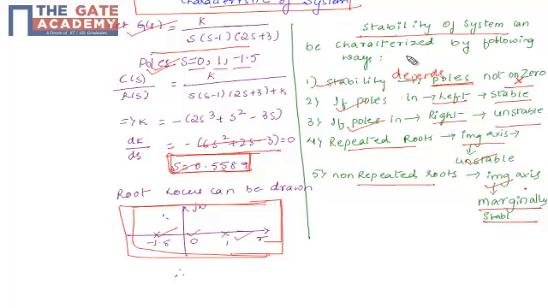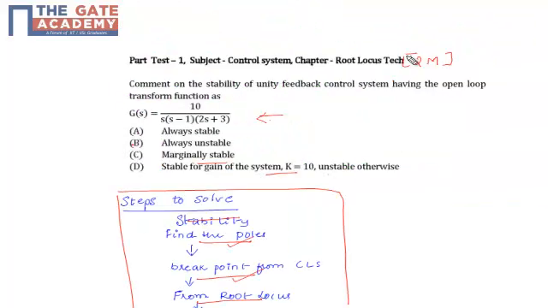So from the drawn root locus we can see that a pole is in the right half of the plane. From the theory we have learned that if the pole is in the right half of the plane, then the system is unstable. So the answer is B, which is always unstable.